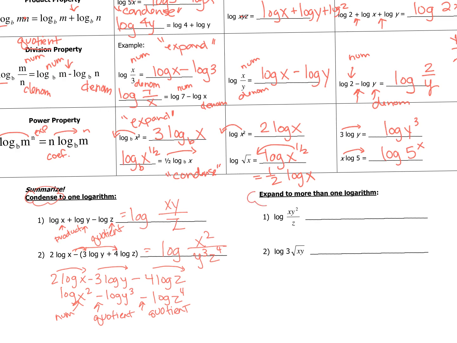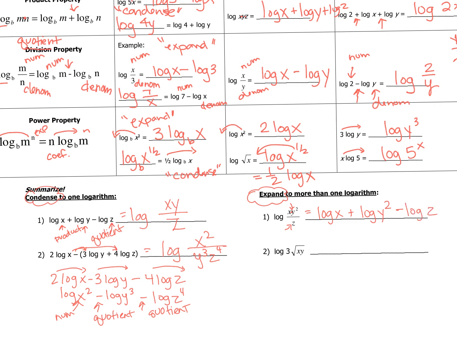What if I want to expand? That means I want to write multiple logarithms. So let's take a look at number one. This, first of all, is the product property between these two. So I'll be adding the log of x plus the log of y squared. Now, this is my quotient property. I will be subtracting then the log of z.